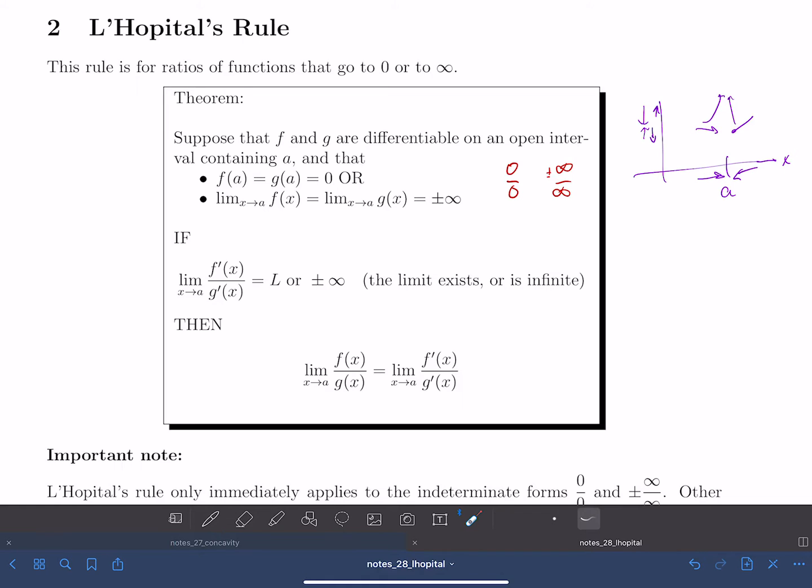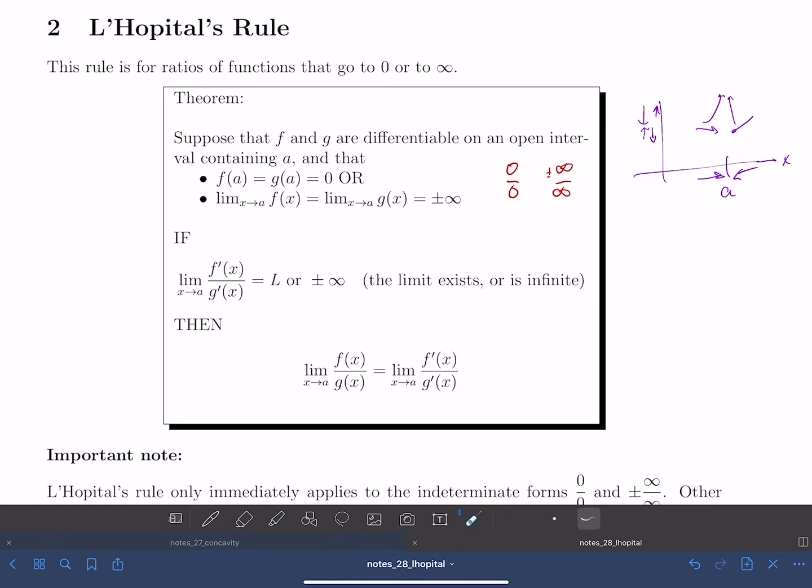Well, I could try factor and cancel. I could try some trig substitutions, or we could try L'Hopital's rule. It says that if I take the ratio of the derivatives, right? I've got my primes here, f prime over g prime. If this thing happens to be some concrete value, or it goes to positive or negative infinity, that is to say that the limit exists, I can well describe the value of the limit. Then the limit of the original functions happens to be the limit of the ratio of the derivatives of them.